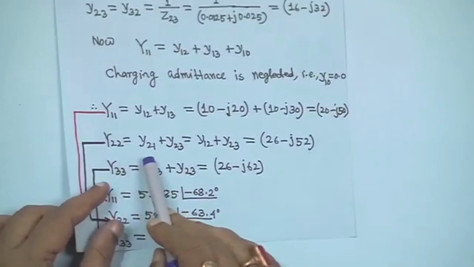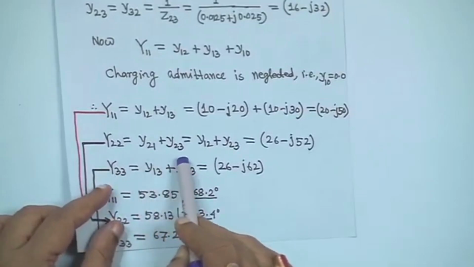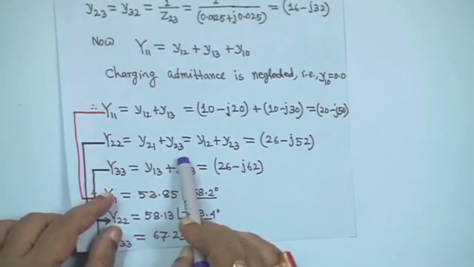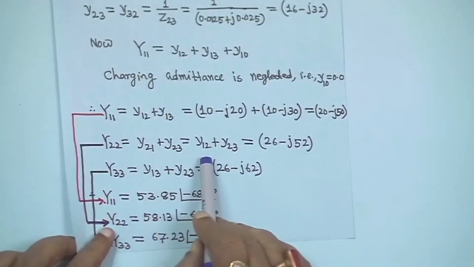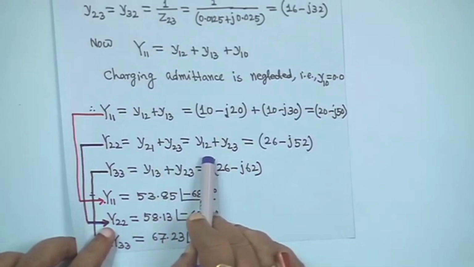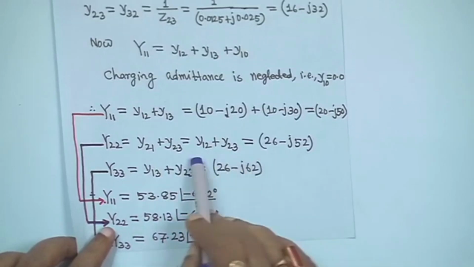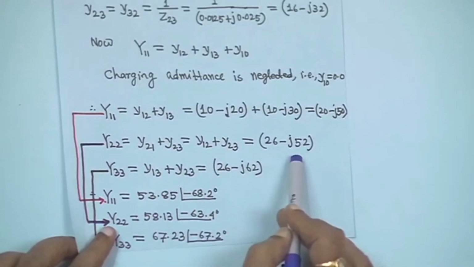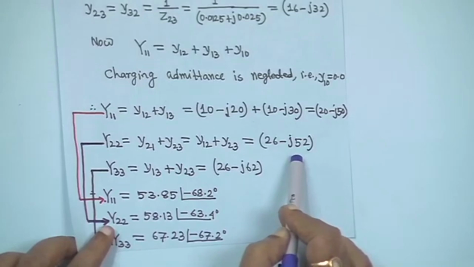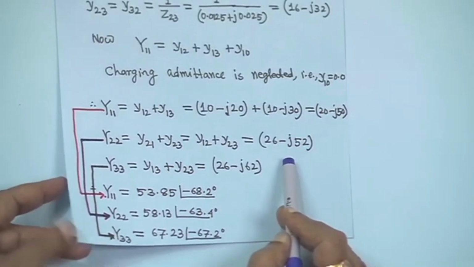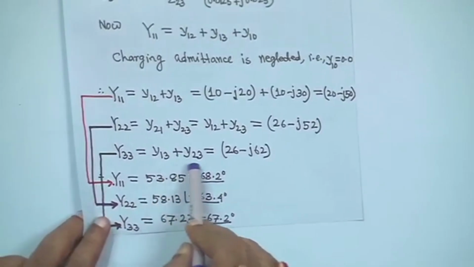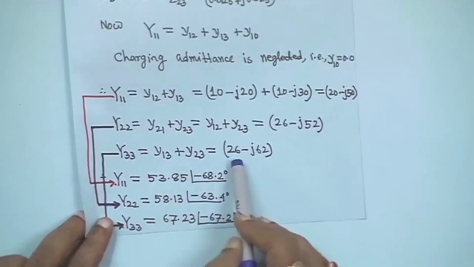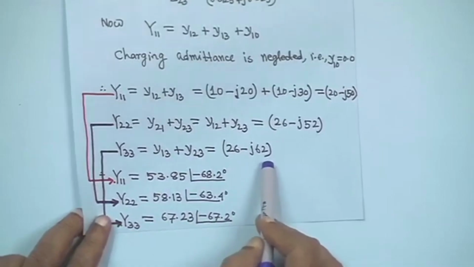Similarly, y22 will be small y21 plus small y23, no charging admittance because we have not considered that. So, y12 is equal to y21. So, y12 plus y23, if you sum it up, it will be 26 minus j52. Next is capital Y33, small y13 plus y23. If you sum it up, it will be 26 minus j62.